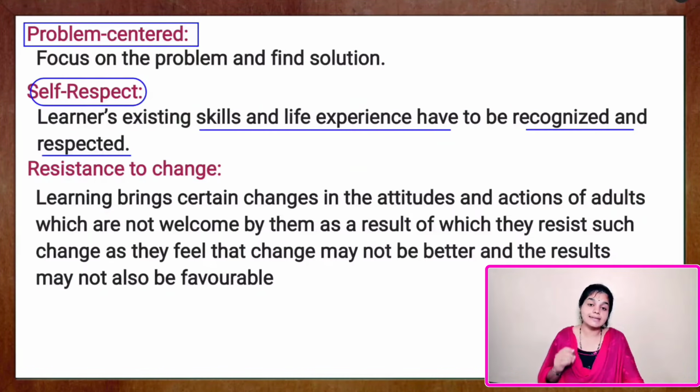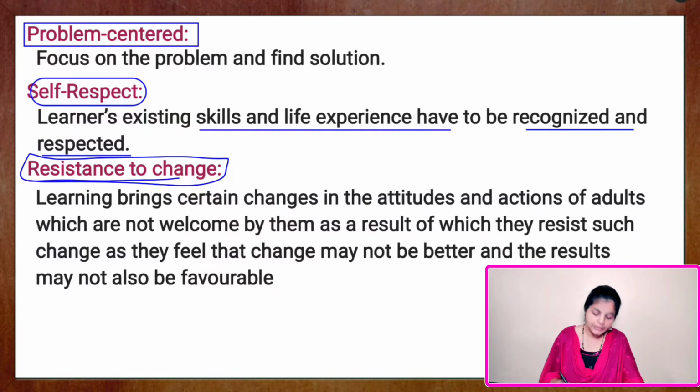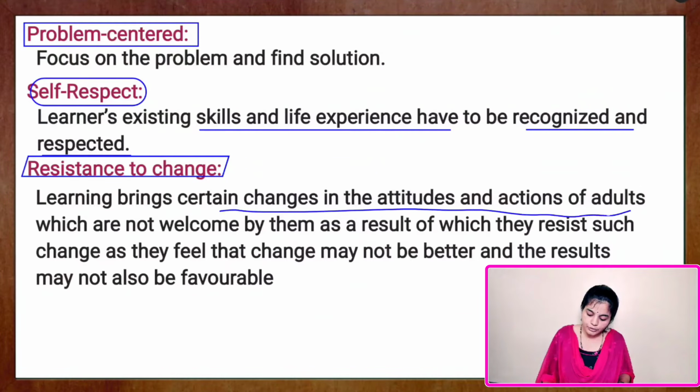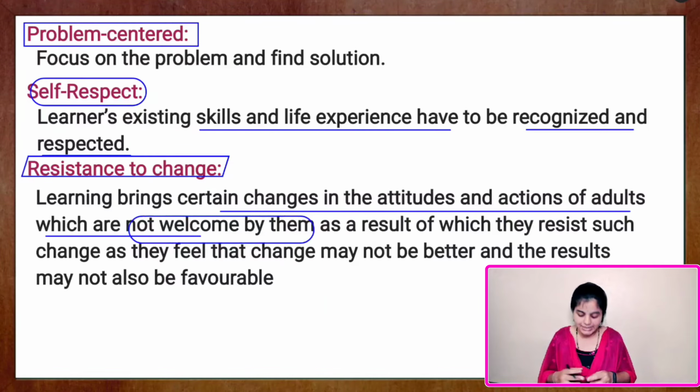These adult learners are resistant to change, which means they do not accept the change that they need to inculcate as a result of the learning process. See, learning brings certain changes in the attitudes and actions of adults which are not welcomed by them. So they are not going to welcome the changes that they gain as a result of the learning process. It's because they feel these changes might not bring the desired result that they are expecting.